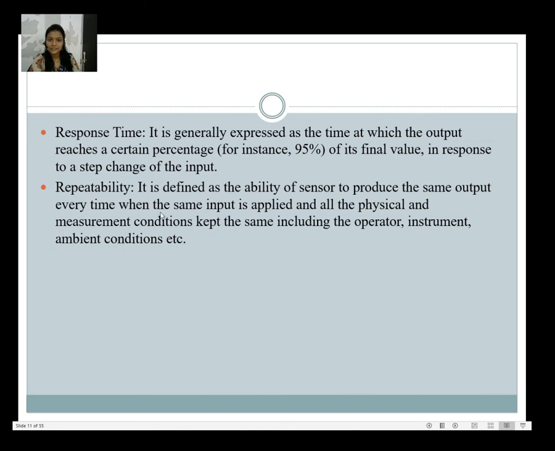Then repeatability means what? It means the sensor will produce the same output every time when same input is applied, and all the physical measurement conditions are kept the same, including operator, instrument, ambient condition, etc. So this is nothing but your repeatability. So these are some characteristics of sensors. Okay, as we see, there are lots of characteristics of sensors, and every characteristic is important.